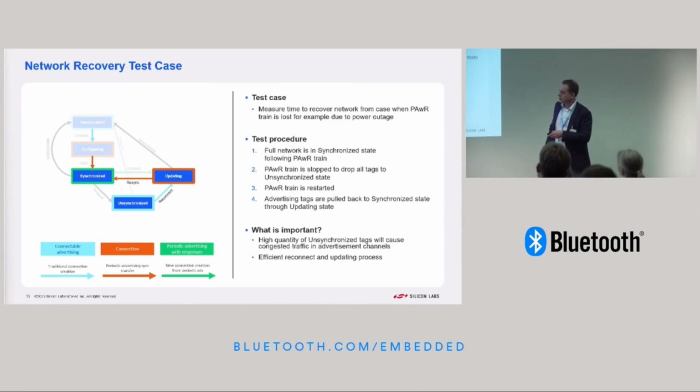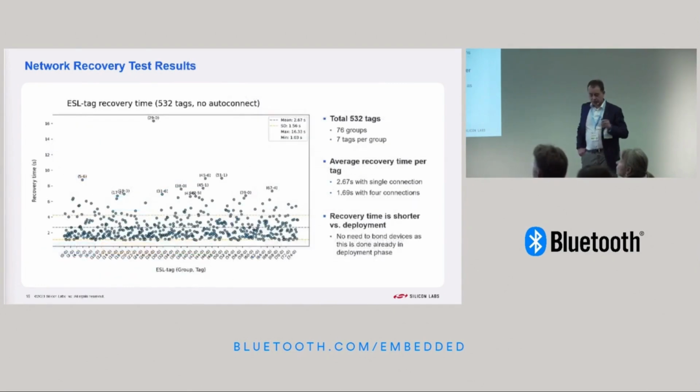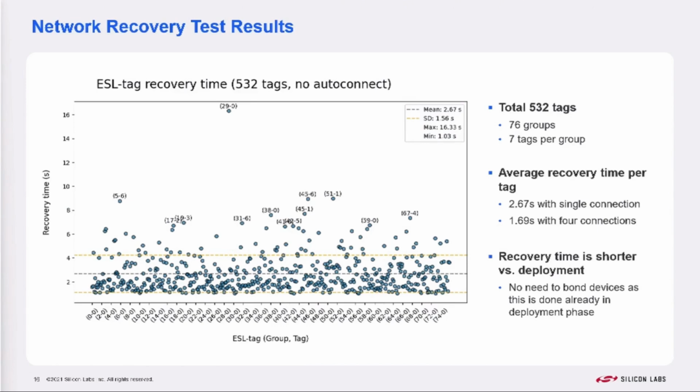Then the test picks up these advertising tags. That happens through this update state. We take a connection again, syncing it back to the PAWR, and eventually when the test is done, everything is back under control, low power, and a nice and neat RF environment. So look at that result. It's really similar to the deployment test results.